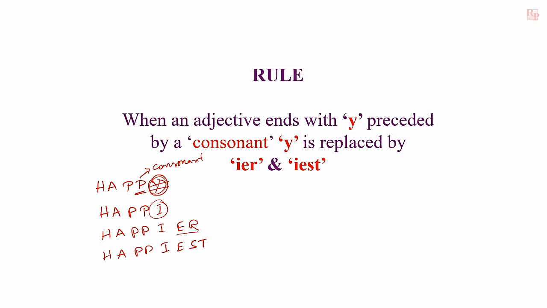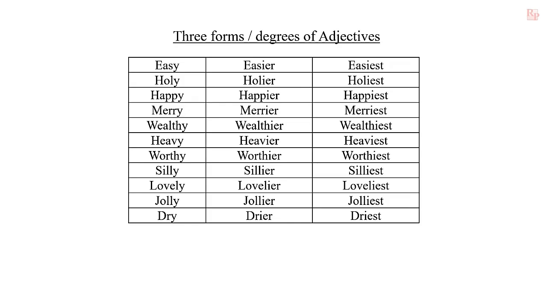See another example, holy, H-O-L-Y, holy, ends with Y and it is preceded by a consonant. Then you have to remove this Y and add I in place of Y and add ER and EST to make the comparative and superlative degrees of the adjective holy. Study the table and learn them by heart.